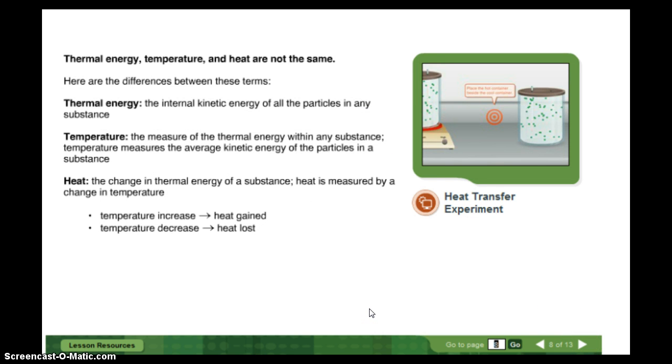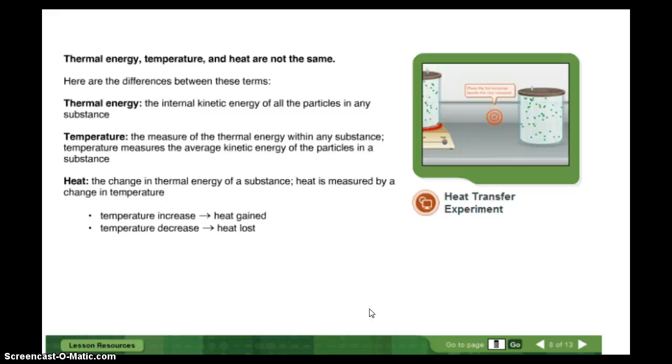Thermal energy, temperature, and heat are not the same. Here are the differences between these terms. Thermal energy: the internal kinetic energy of all the particles in any substance. So the fact that atoms are constantly moving, that's thermal energy.